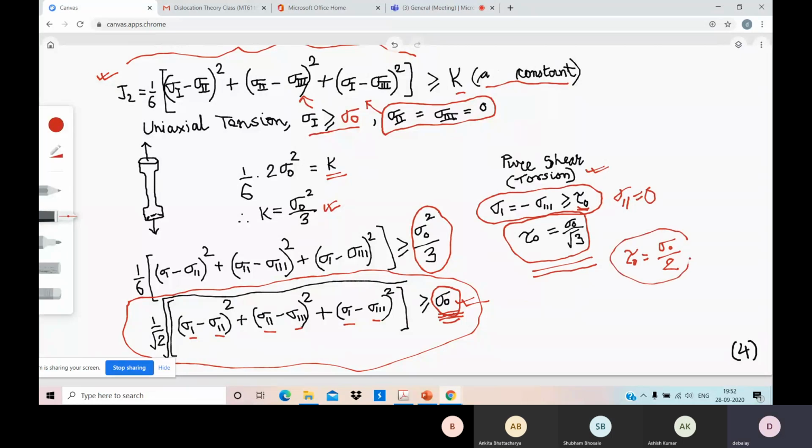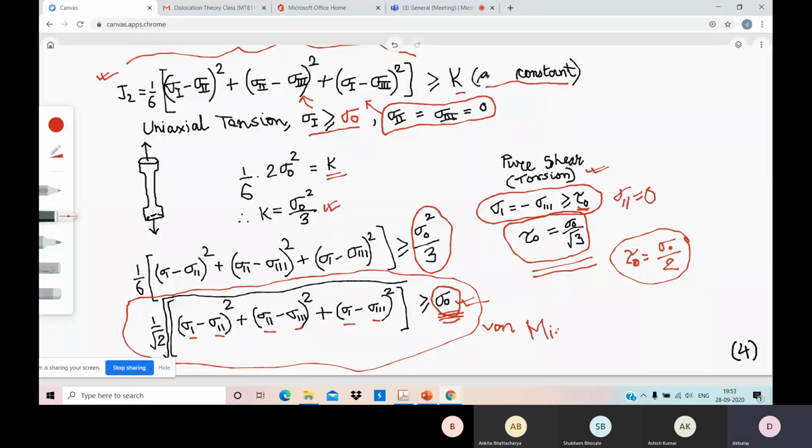So now you may ask me, teacher, you give me a tensor, principal stress values, suppose I give. How can I say when yielding will occur? First of all, you have to check whether your principal stresses are satisfying the yield criteria. There are two yield criteria. One is Tresca's criteria and another is von Mises criteria. So Tresca I have shown before, von Mises I am writing here.